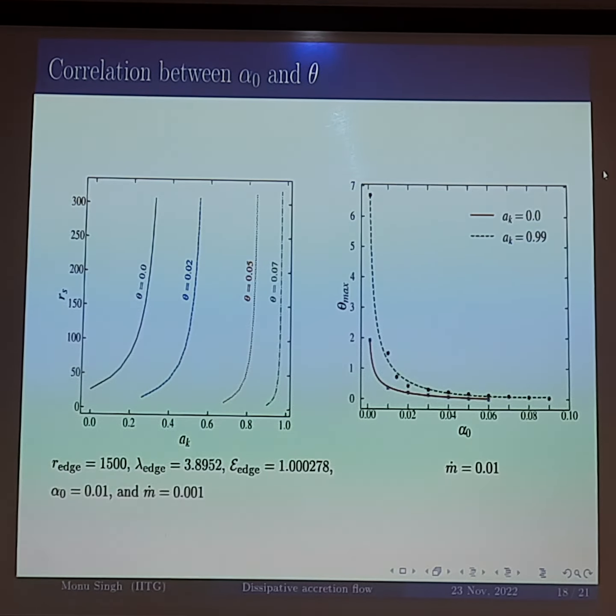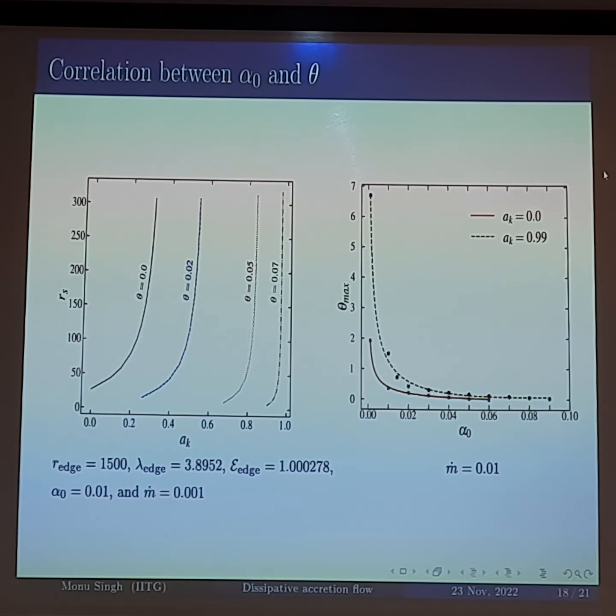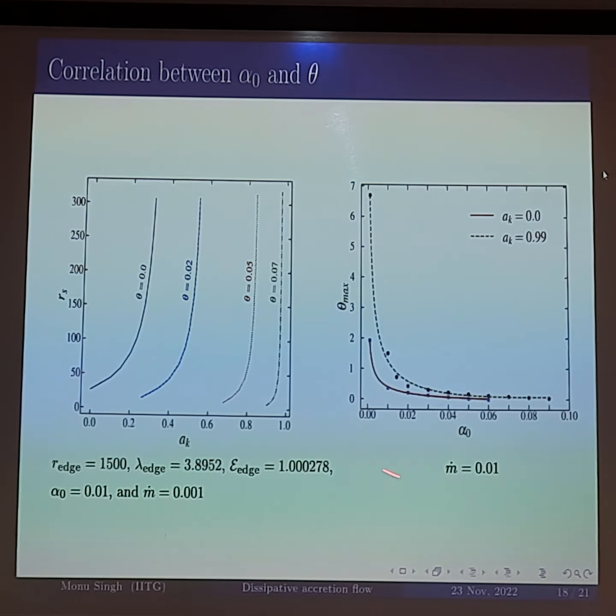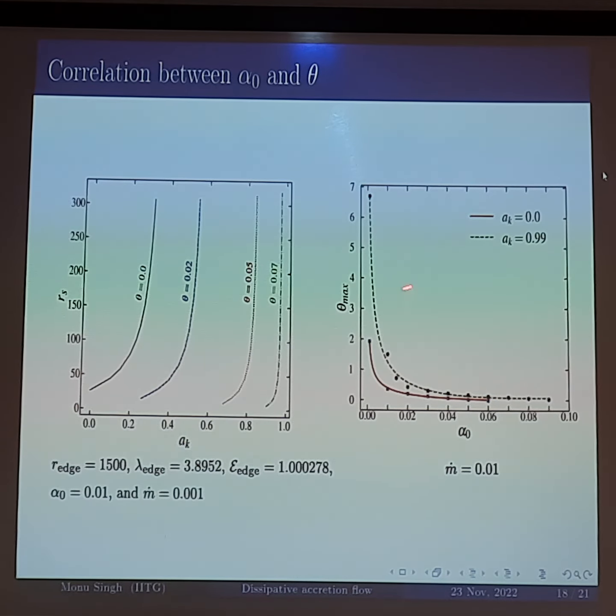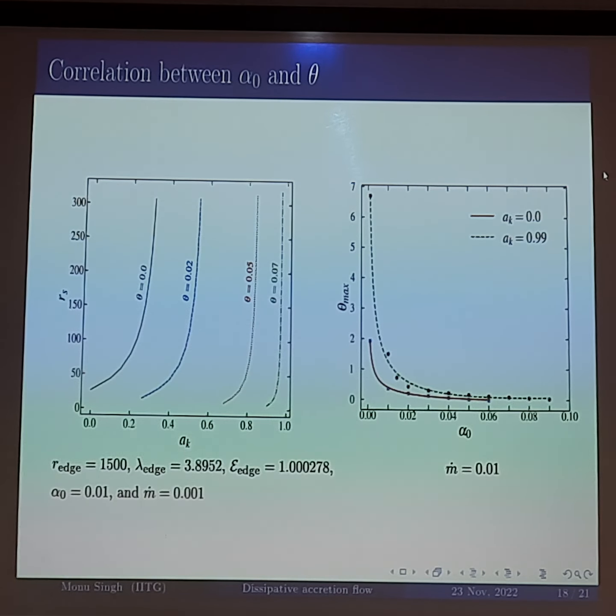Interestingly, as I told you, now we have two parameters for viscosity, so one is intrigued about what their relation is. Here we try to see the relation between alpha naught and theta, only if there is a shock, because the shock has its own importance. Here you can see the relation with theta max, which is the value after which we don't get a shock for a particular value of alpha.